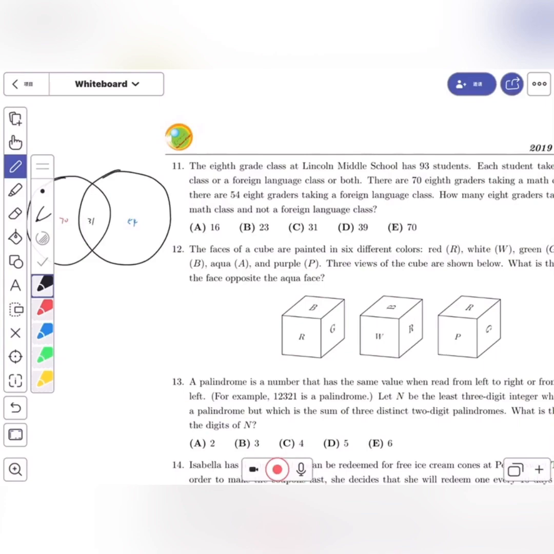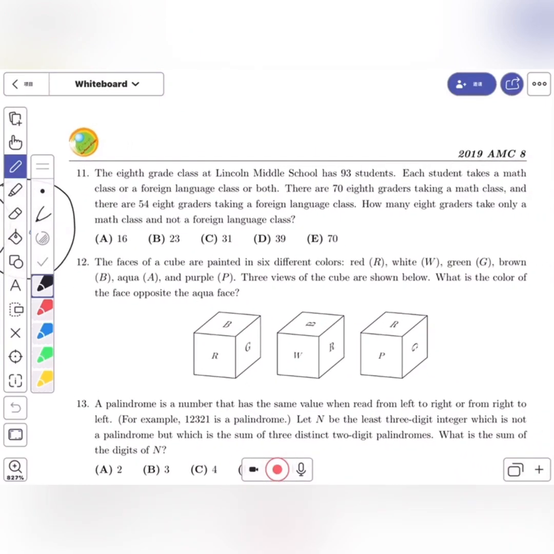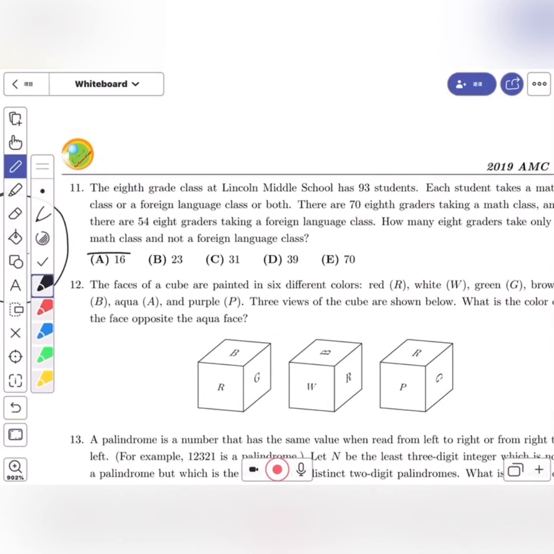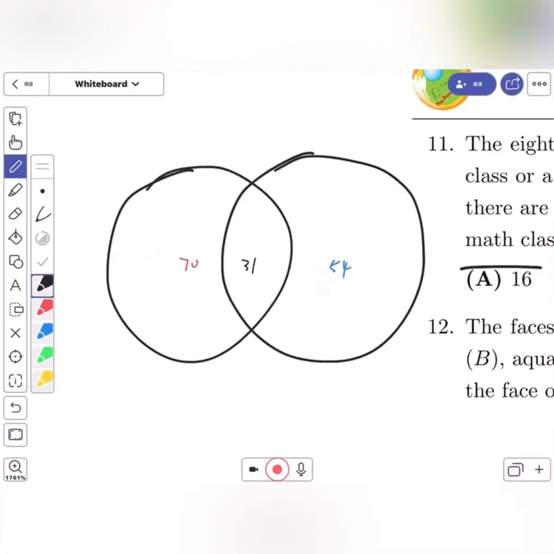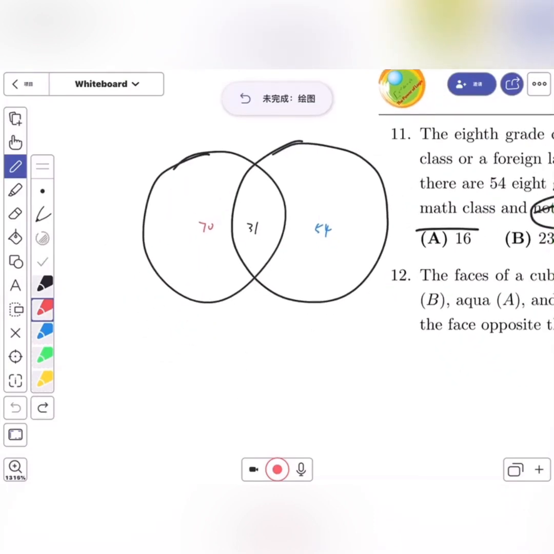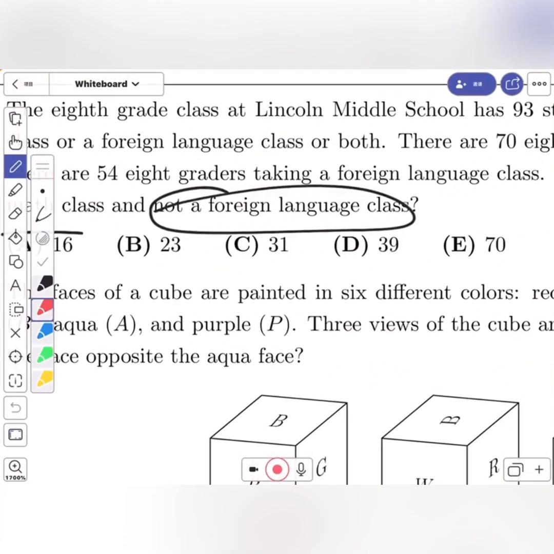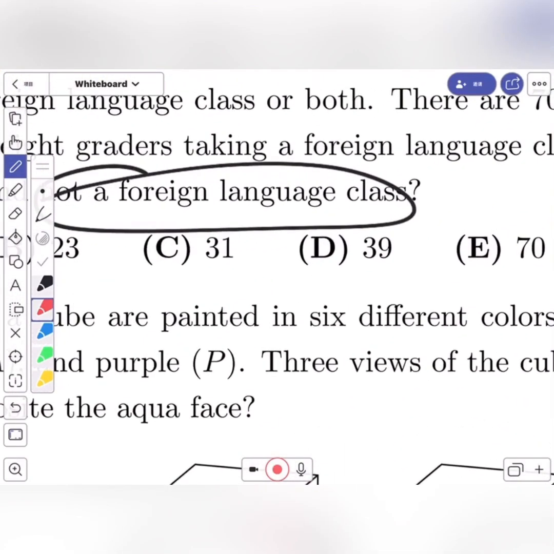Well, no. So we want to take how many students are there who take only math class and not a foreign language class. So we want to have the number of people in this region, which is going to be the total number of students who take math class, subtract by the number of students who also take a foreign language class, which is 70 minus 31, giving us the answer 39.